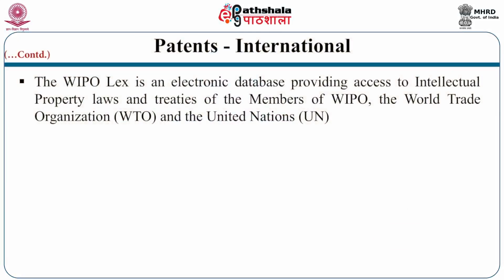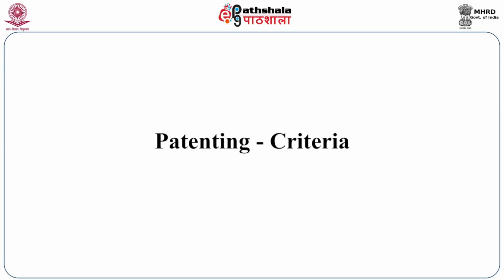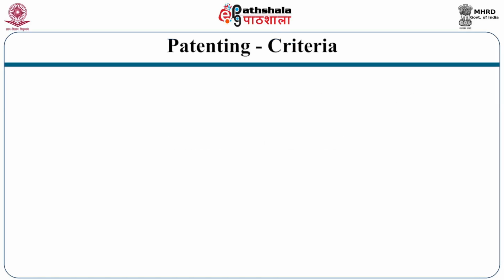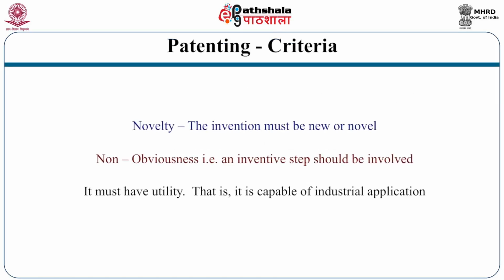WIPO, to facilitate this, has created an electronic database called WIPO Lex, which provides access to intellectual property laws of the member countries. Not everything can be patented. So, there are criteria for patenting. The three criteria are novelty, non-obviousness and utility.